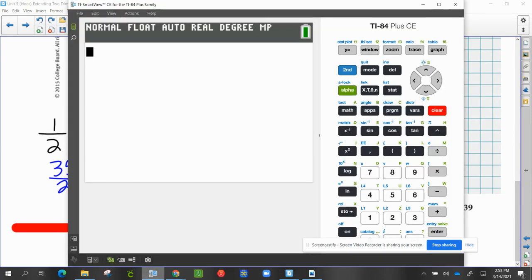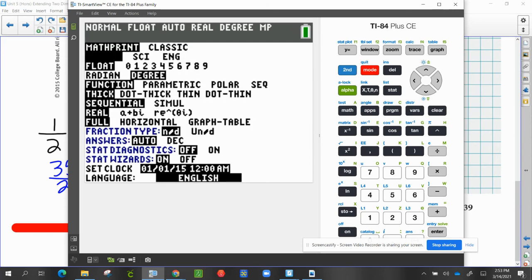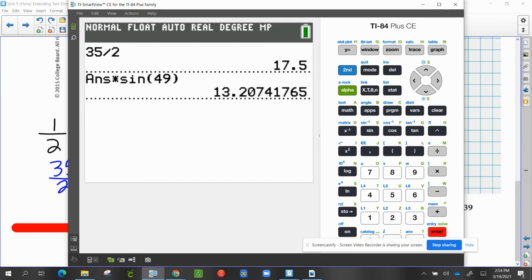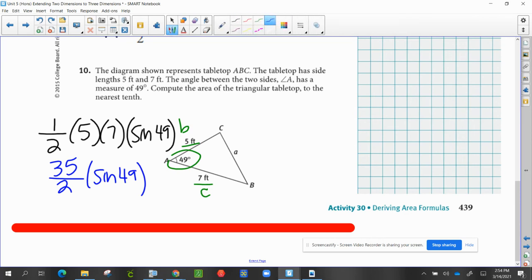So let's pull up our calculator. Make sure your calculator is in degree mode. Check that, make sure degree is highlighted before you do anything with the sine. But let's say 35 over 2, 17.5. We multiply that by the sine of 49 degrees, which should give us our answer. It looks like 13.2. And did they give us units? Yes, feet. So feet squared is our area here.